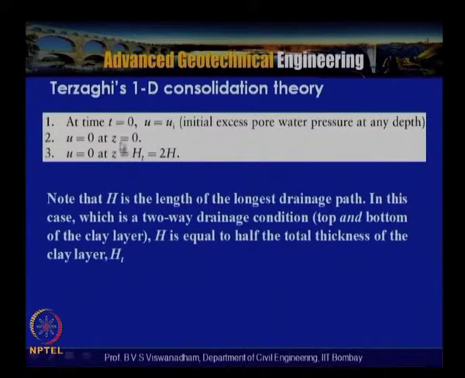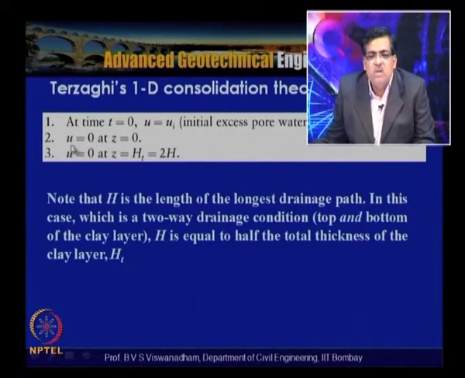So at time t = 0, u = ui, which means that at t = 0, the moment the load has been applied instantaneously, the initial excess pore water pressure at any depth is taken. At z = 0, u = 0, and at z = 2H, the bottom of the clay layer, the pore water pressure is again 0, the increase in pore water pressure is 0.